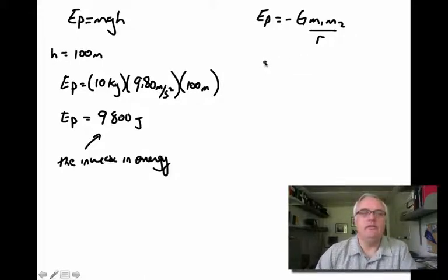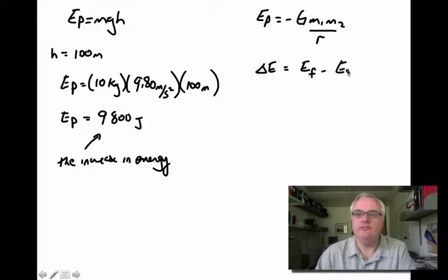So again, this time we're trying to find the increase in energy. So what we're really looking for is the change in energy, which is what this equation also tells us. It tells us the change in energy when I lift it that distance, 100 meters. So again, we're looking for final minus the initial. So the final, negative G M1 M2 over the final separation, minus, and then I have another minus for the energy, so it's going to become plus the initial.